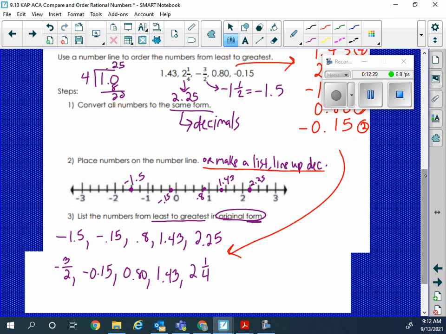How many of you prefer the number line method? Just curious. And how many of you prefer the stack method? Does it matter? Are we both going to get the same answer? Yeah. We hope so, right? Okay, let's go to the next page.